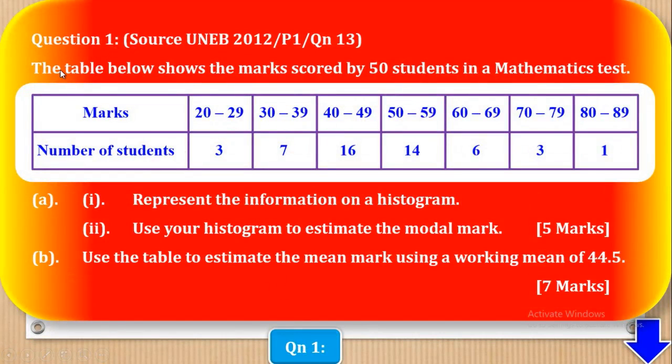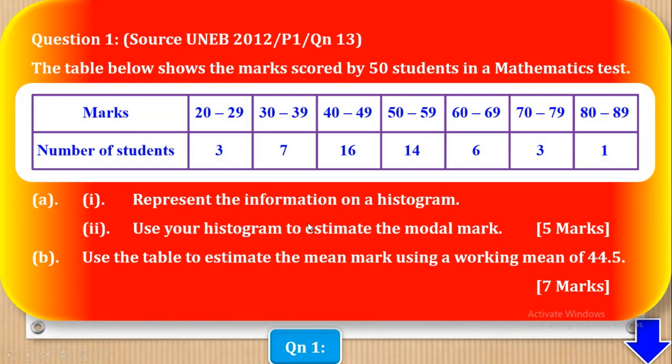Question 1 says that the table below shows the marks scored by 50 students in a mathematics test. So these are the marks and these are the number of students for each class. Part A, Roman 1 says represent the information on a histogram, and part B says use your histogram to estimate the modal mark. Then part B says use the table to estimate the mean mark using a working mean of 44.5. So note this word, working mean of 44.5.